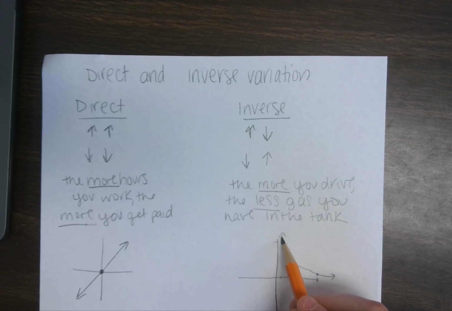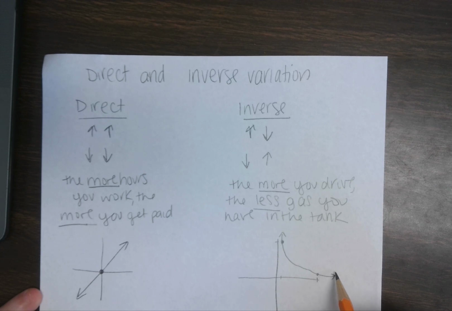But the point is that it does not go through (0, 0). It specifically curves away from that point, where direct has to go through that point, and you can see as one gets bigger, the other gets bigger. Those categories are changing together.